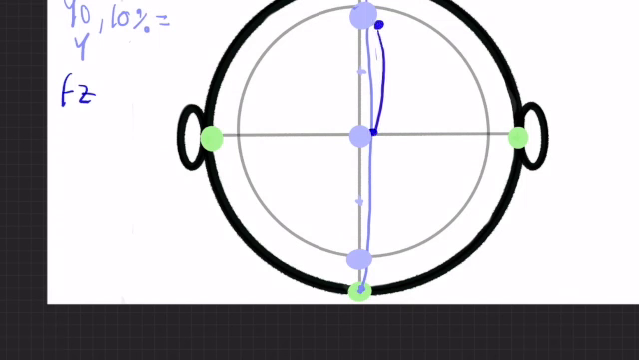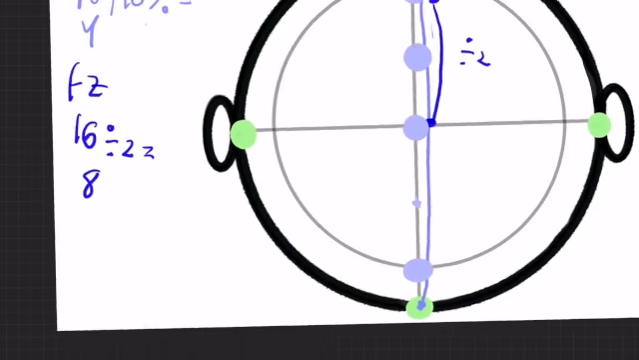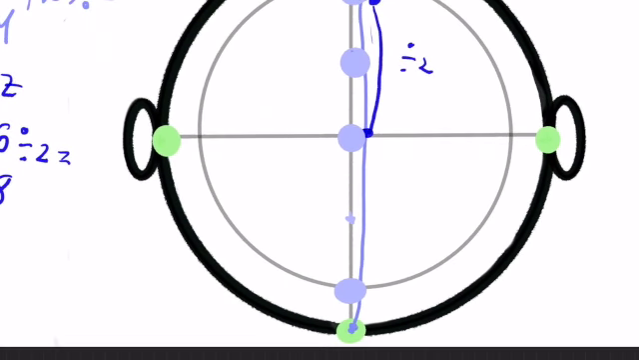Okay, so now we're going to find FZ. You're going to measure FPZ to CZ and divide that whole distance by 2. So I got 16, and divide by 2, which is 8.